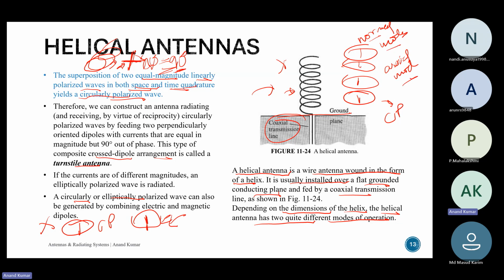These depend on how you have wound the helical antenna and its physical structure. If they are wound very tightly and are very small, they act in normal mode, and if they are large and wound loosely, they are in axial mode.